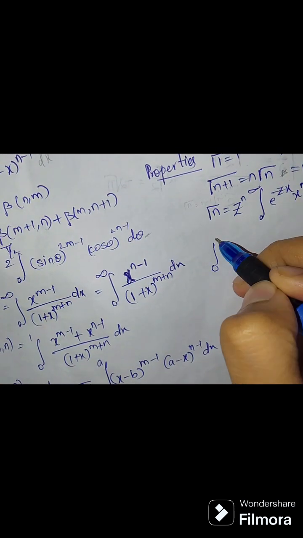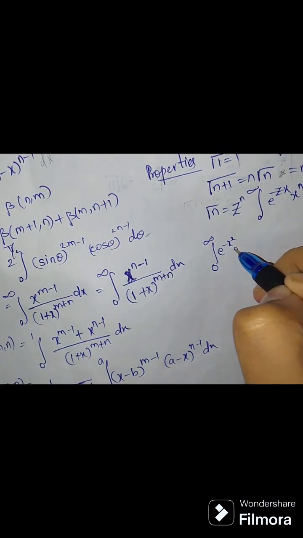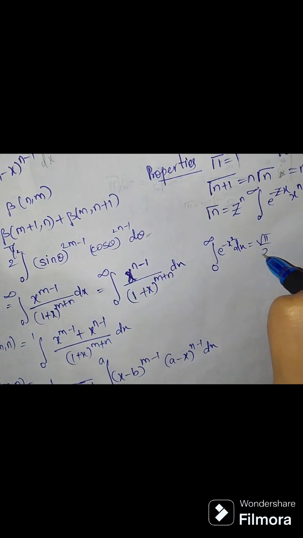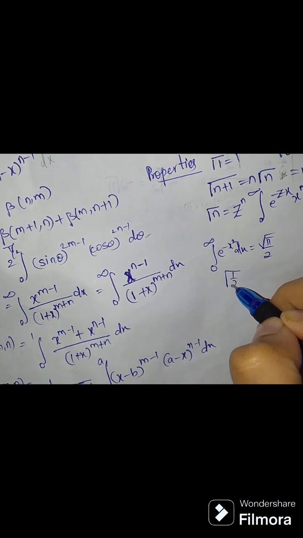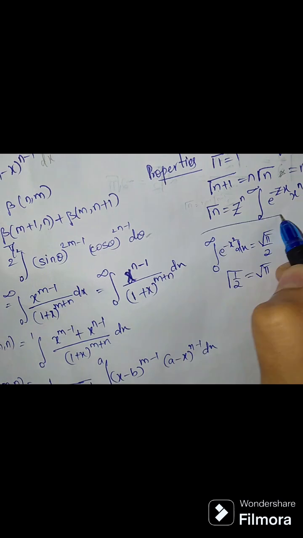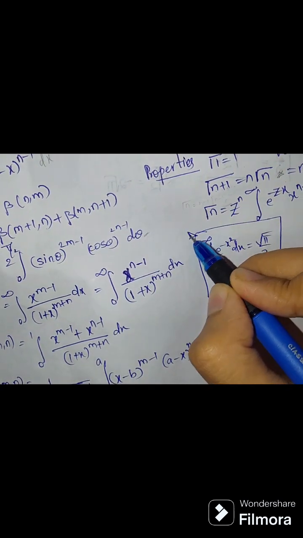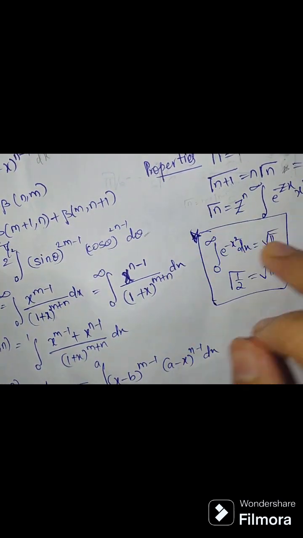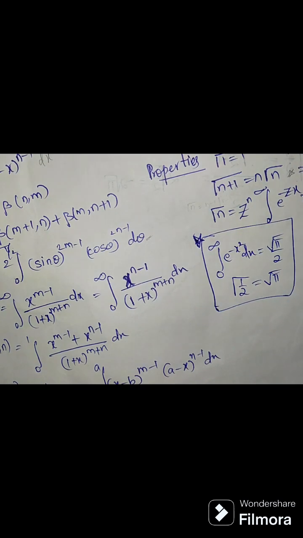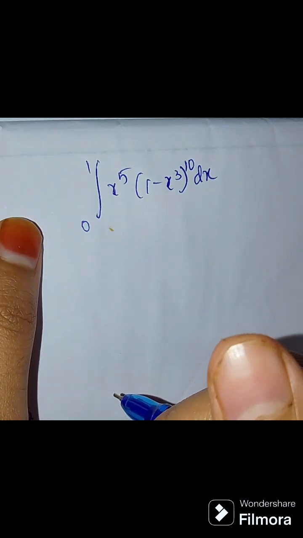So let's write it here. Integral 0 to infinity e power minus x square dx is root pi by 2. Gamma 1 by 2 is root pi. Don't get confused. Very important results. This will be used in almost all the integration chapters. To see the next question.